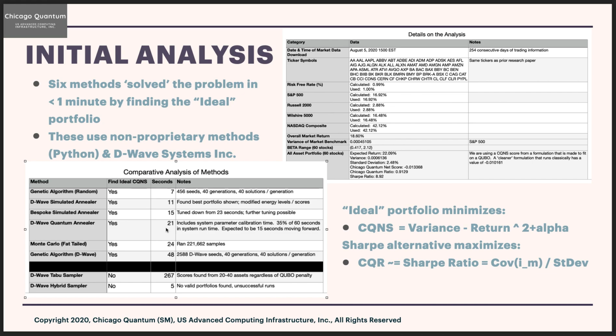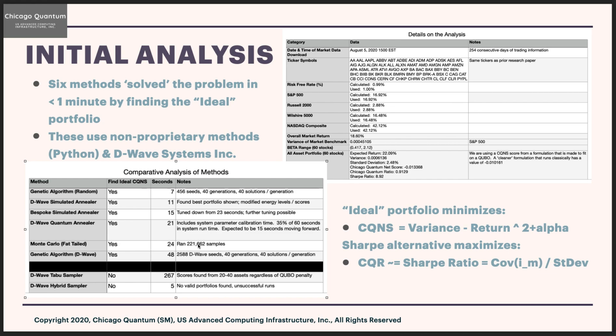So this includes all of the runs we did for system parameter checking, for calibration time, and this is an aggregation of all the runs for all the time to do all these experiments for this paper. We would expect this number to be 15 seconds of computation time moving forward. But in the experiment, it was 21. Our Monte Carlo fat-tailed analysis did find the best answer, and it ran for 24 seconds.